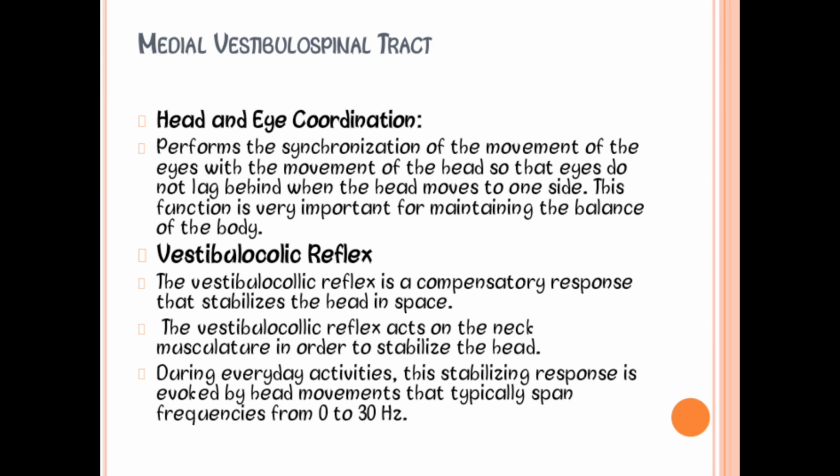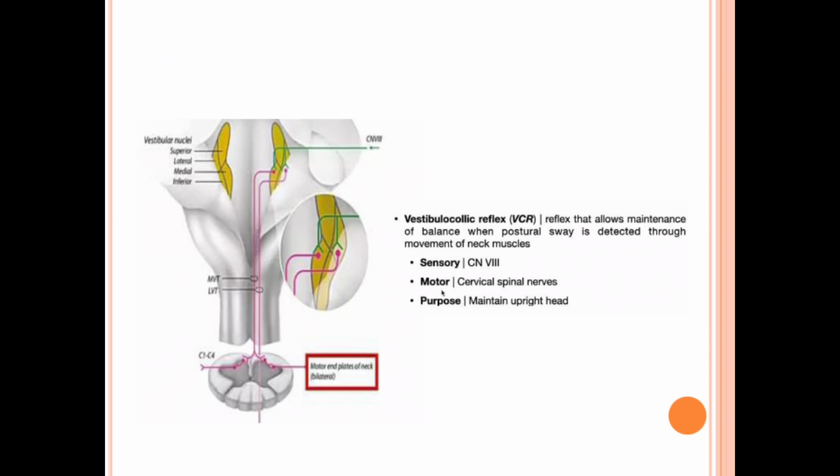Now here you can see the head and eye coordination and the vestibulocollic reflex, which is VCR, controlled by the medial vestibulospinal tract. Now here's a little detail of the VCR. What happens is that when our neck muscles detect postural sway, in order to maintain the balance, the sensory impulses travel through the 8th cranial nerve, that is the vestibulocochlear nerve, and then the motor signals are transferred to cervical spinal nerves to maintain the upright head.